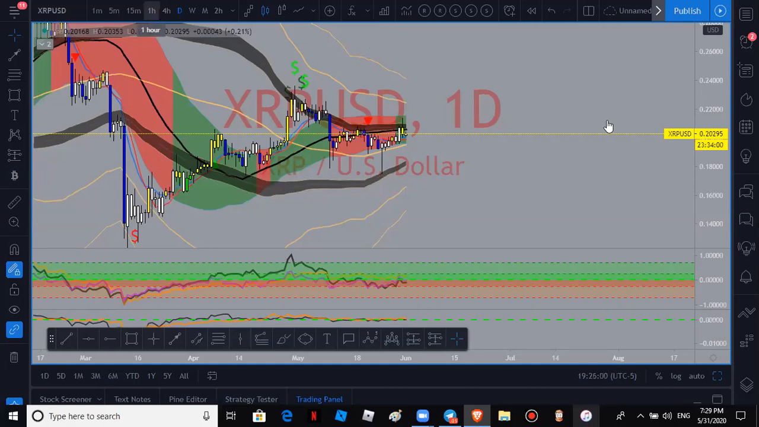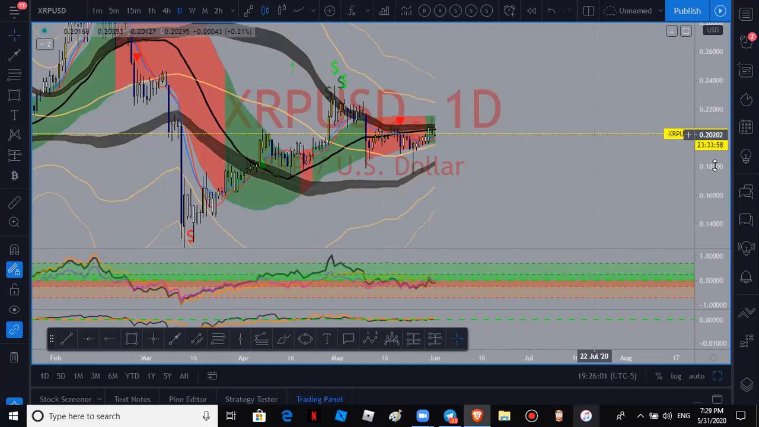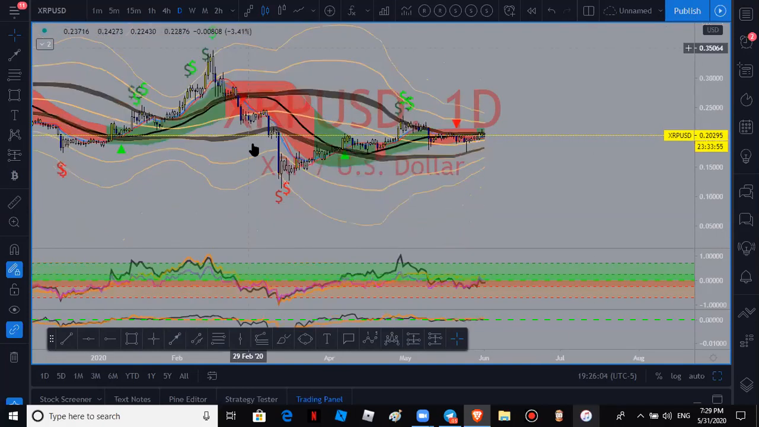But overall, Ripple has just been playing games with me. But yeah, like I said, want to see how it plays right here. Might drop down a little more before going up.